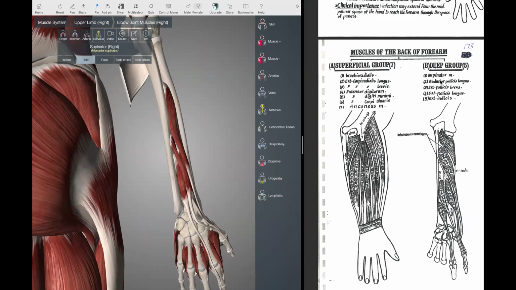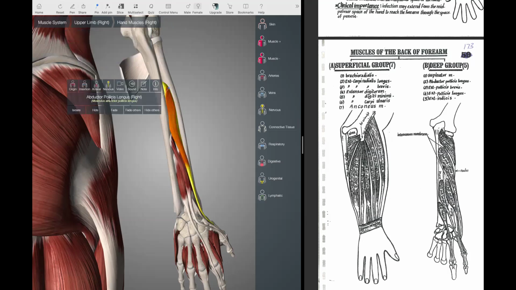Abductor, it abducts, means it moves something away from the body. Okay, number one. Pollicis is the thumb, so it moves the thumb away from the body. Longus means that its length in the arm is long. So the long abductor of the thumb. Here. Abductor pollicis longus. Hide. See, it's long. It starts all the way here and goes into the thumb.